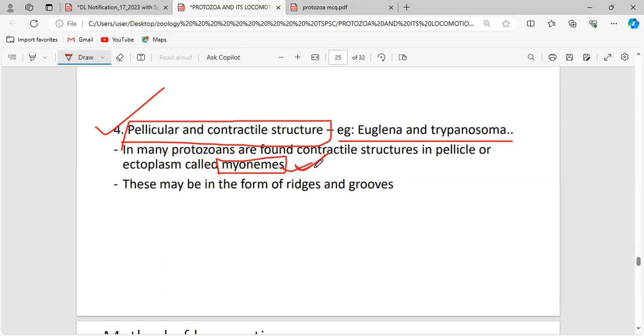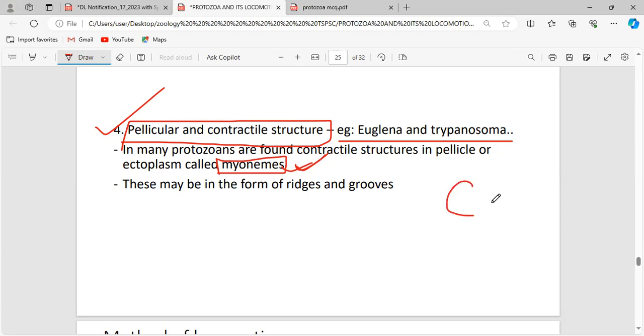In myonemes there are different types of proteins that help them perform the contraction and relaxation, and those motor proteins contract and relax only when exposed to certain ions. The myonemes have many protein filaments that contract when exposed to calcium ions.